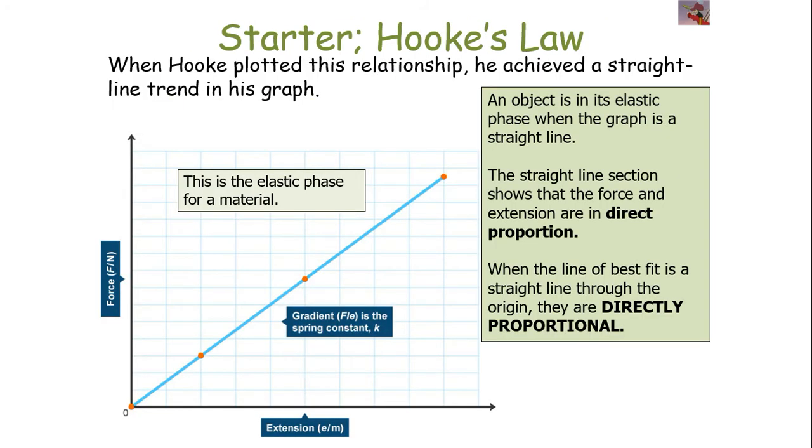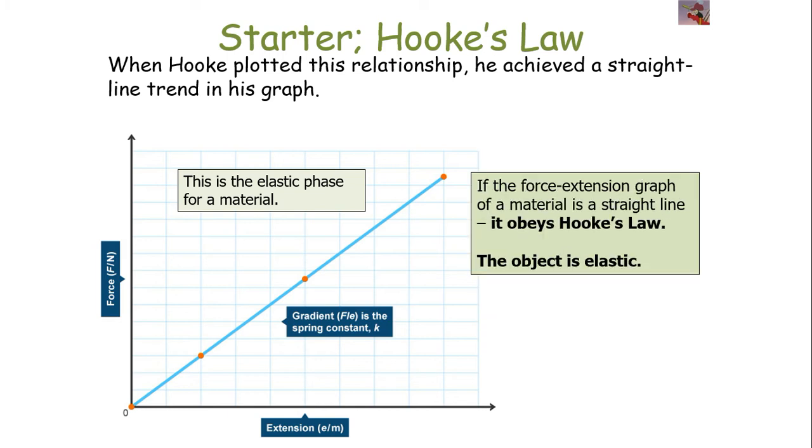And when Hooke plotted this relationship, he achieved a straight line trend in his graph, which is the elastic phase of an object. So an object is in its elastic phase when the graph is a straight line. Now, the straight line section shows that force and extension are directly proportional, because when you get a line of best fit, which is a straight line through the origin, they are directly proportional to each other.